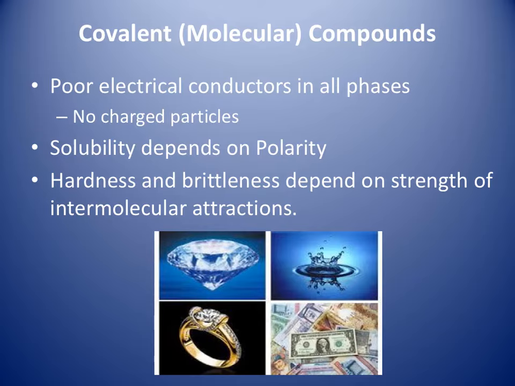Covalent compounds are poor or non-electrical conductors. There aren't any charged particles. You will see that there are some exceptions. When we learn more about acids and bases, we'll learn that they can make some charged substances, hydrogen ion and hydroxide, and those can conduct some electricity. But in general, a regular covalent compound does not conduct electricity.